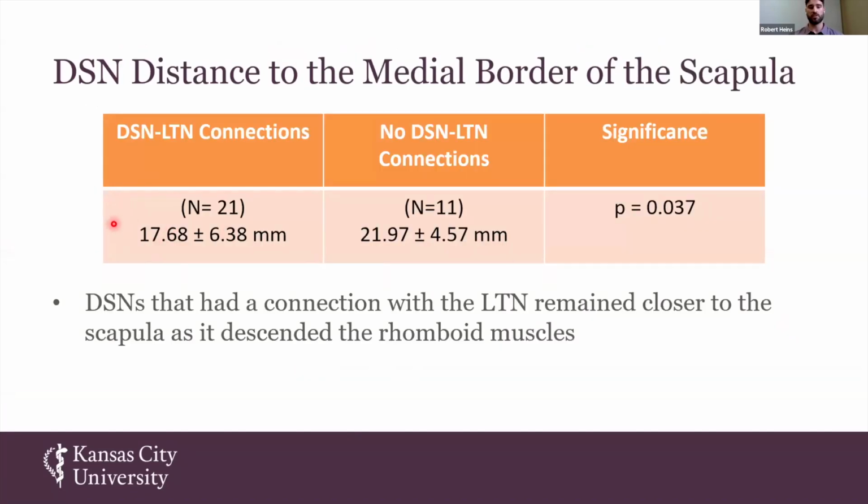And our last association here, we looked at this same distance, but with dorsal scapular nerves that had a long thoracic nerve connection and those that did not. And those that did have a connection seemed to stay closer to the medial border of the scapula compared to those that did not. So this can possibly give us insight into how connections between these two nerves may change it morphologically as it travels distally.